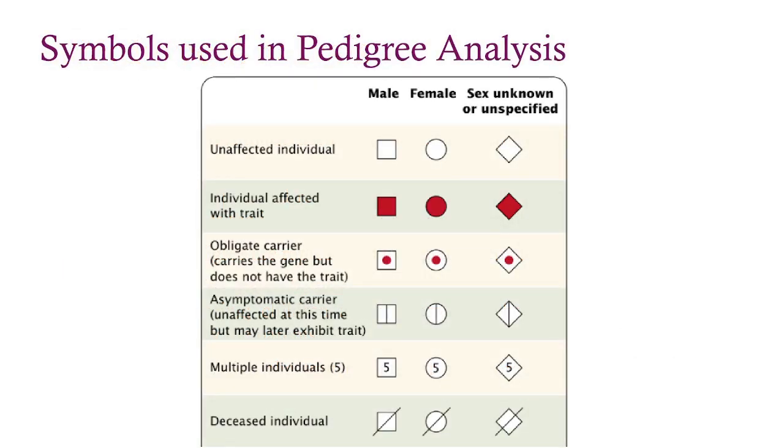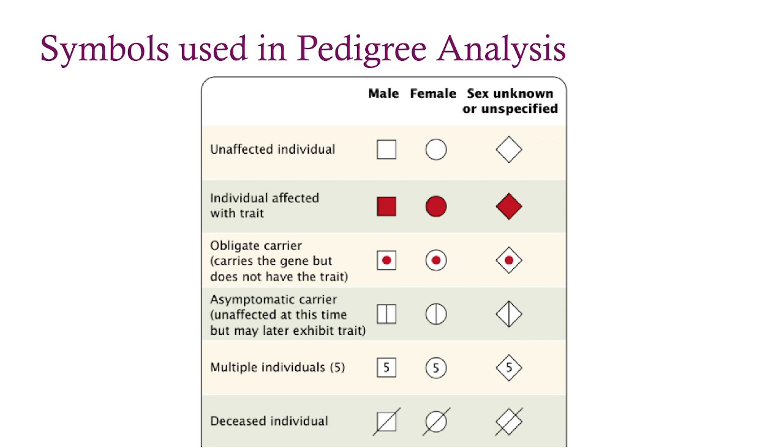The symbols which are used are basically male, female, and unknown. So, if an individual is not known, whether it is affected or normal, whether it is a male or female, in that case, it is a blank circle, blank square, or blank diamond shape. The one who is affected is shown with a filled square, filled circle, or filled diamond.